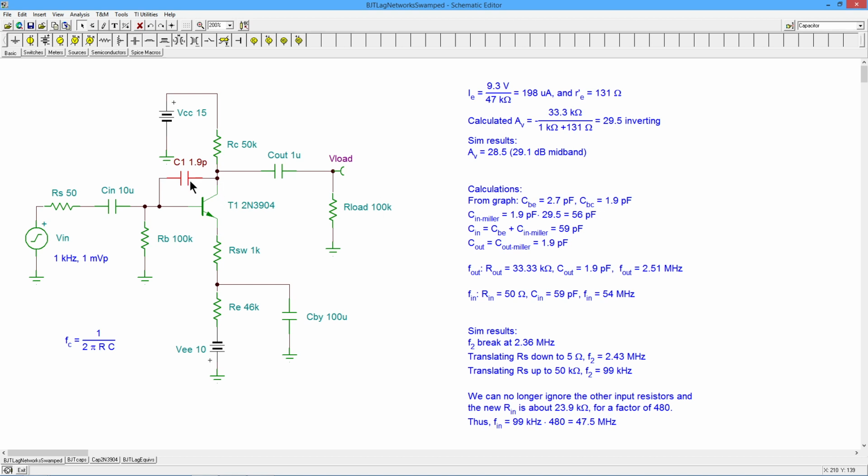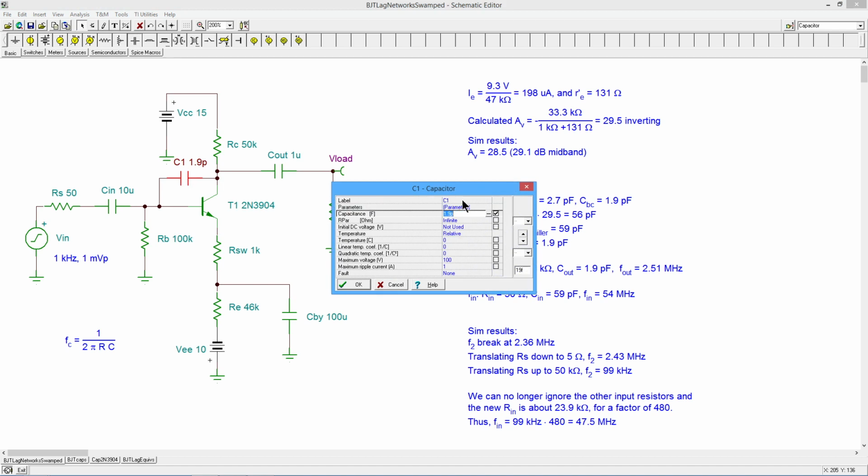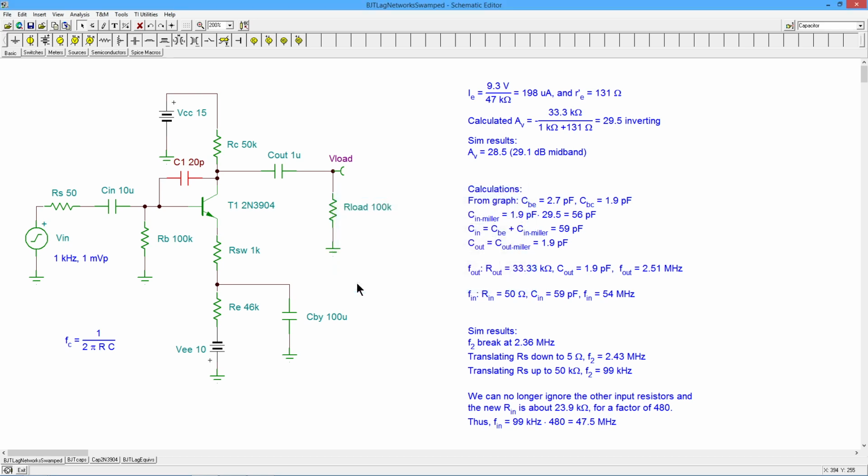All right, so I am going to change this. I'm going to use a factor of like 10. So let's make this 20 picofarads. Not exactly 10, but close enough. So this extra capacitance will get Millerized on the front end, and it'll also add to the output, and that should have both critical frequencies drop down considerably. So we're not going to be looking at megahertz anymore.